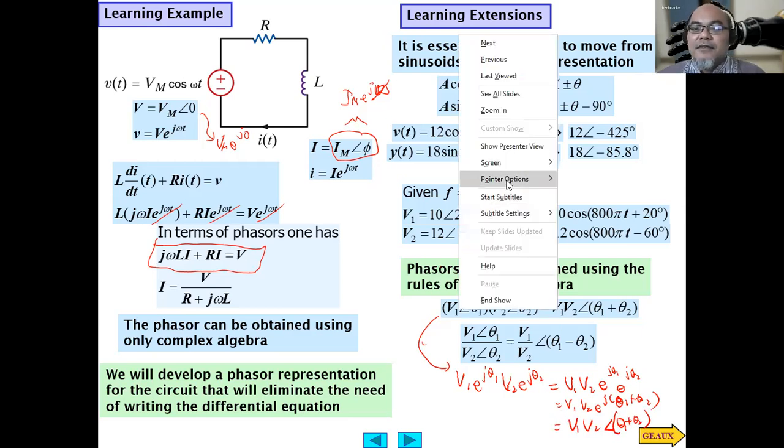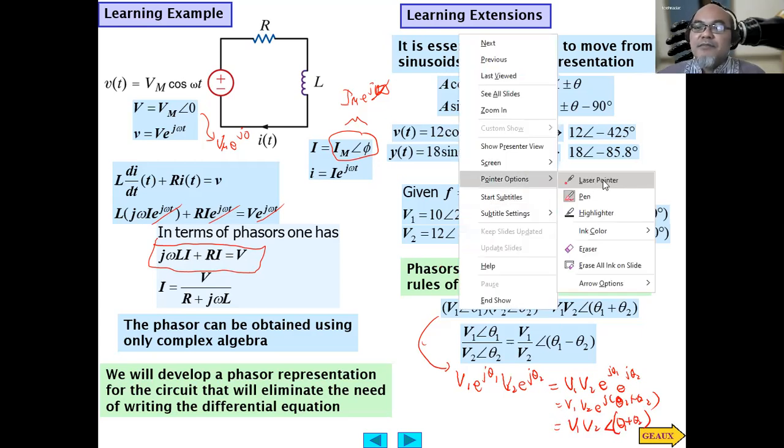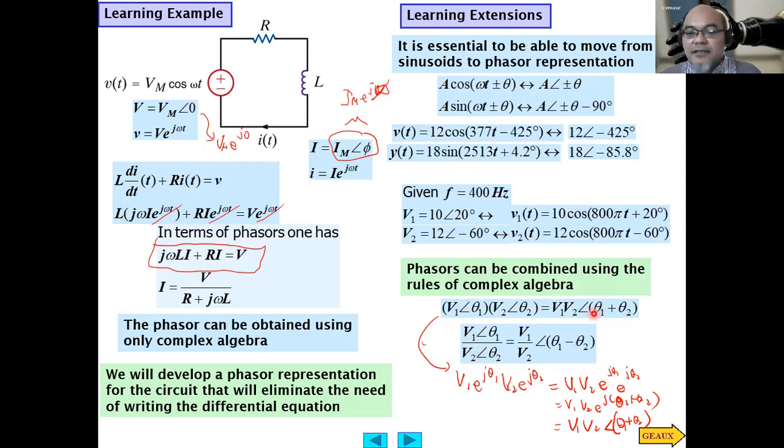Then if instead of multiplication we have division, the plus just becomes minus. V1 with a phase angle of theta 1 divided by V2 with a phase angle of theta 2 equals the magnitude V1 divided by the magnitude V2, and the phase angle will be theta 1 minus theta 2. So expressing in phasors really simplifies the calculation.